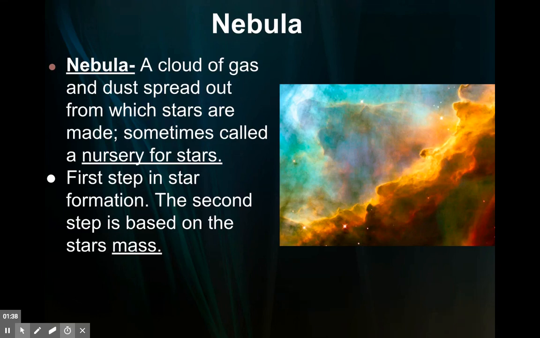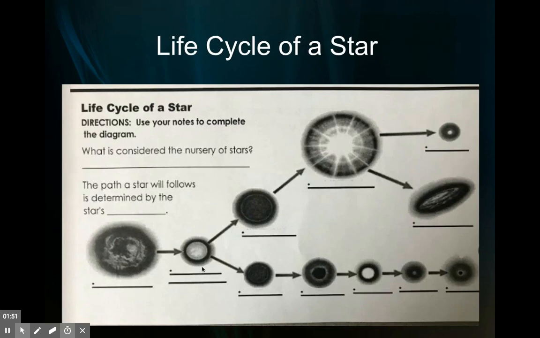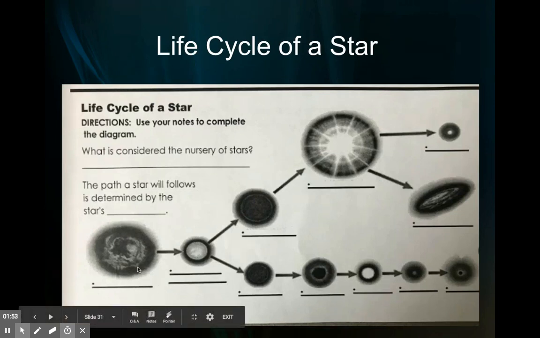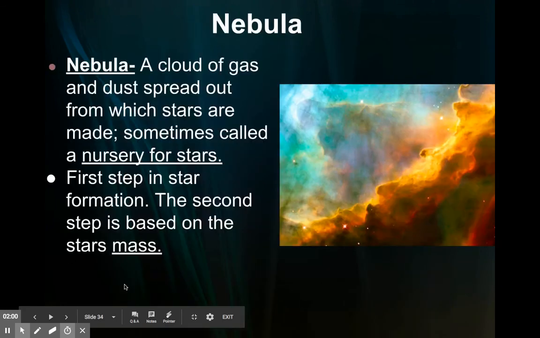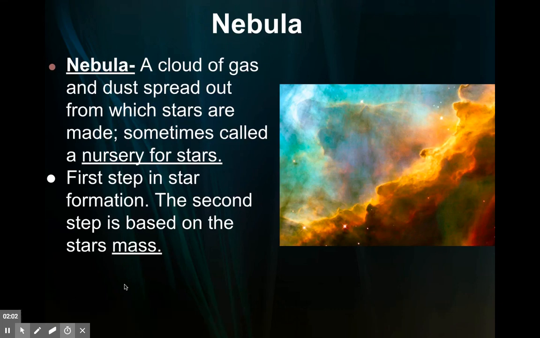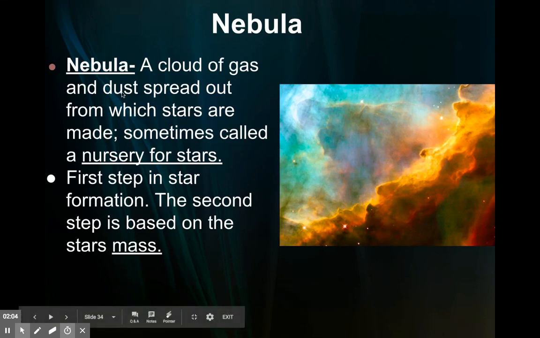And a nebula is also called the nursery for stars. So it's where a star is born, it's where it comes to life. This is the first step in star formation. So this is going to be nebula right here, the first step in star formation. So write the word nebula right below this picture. So a cloud of gas and dust, nursery for stars.